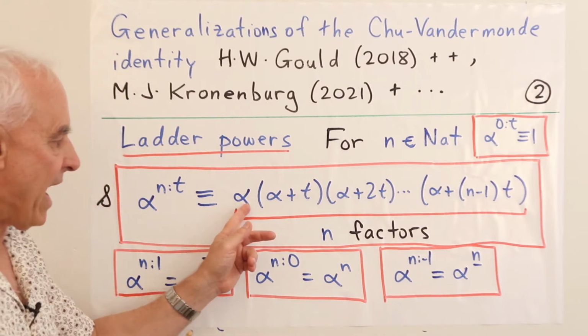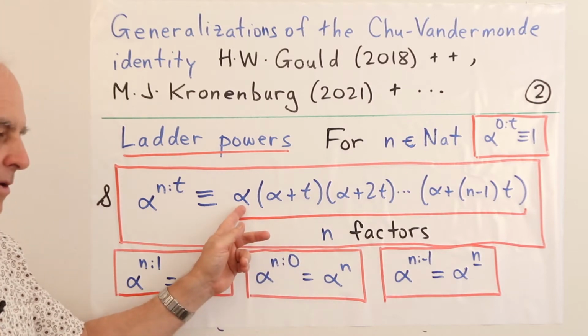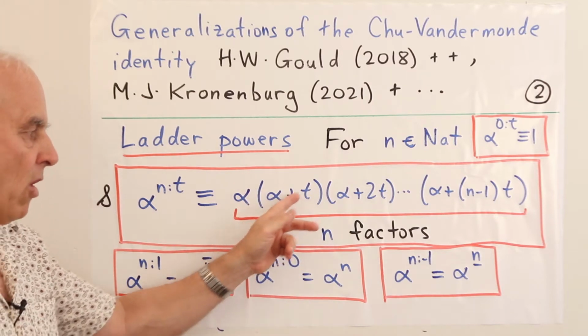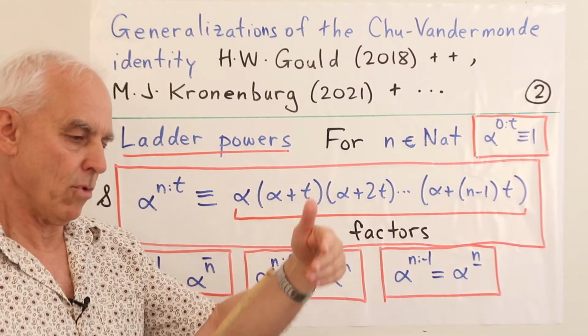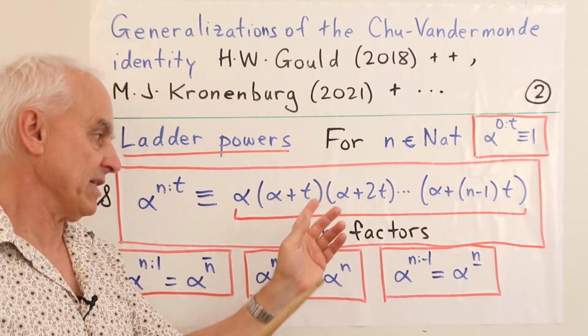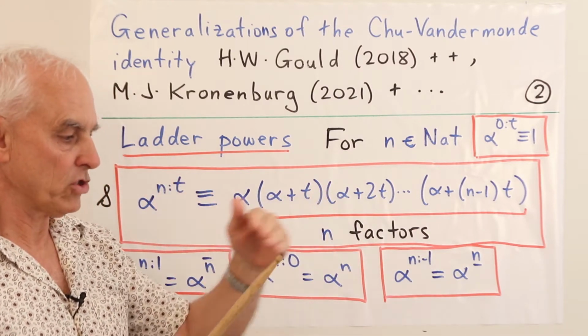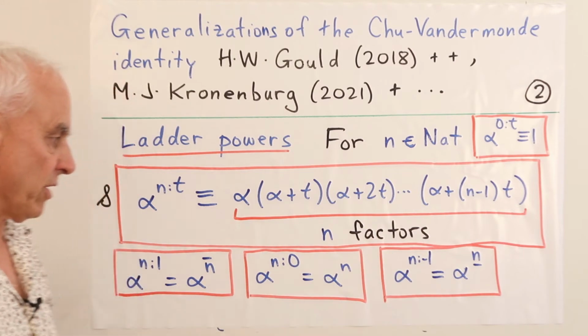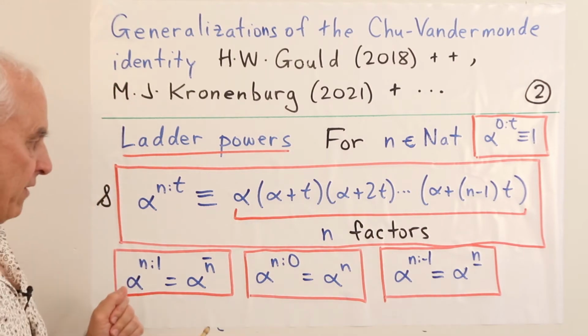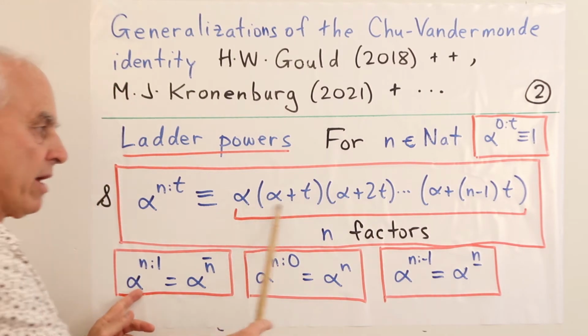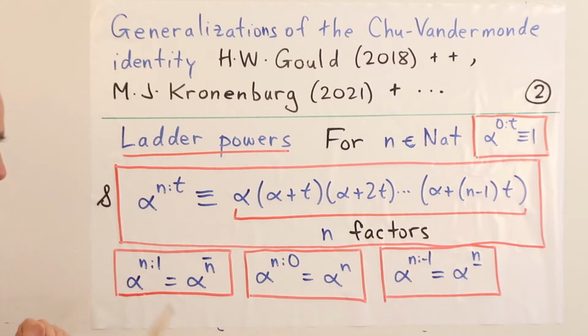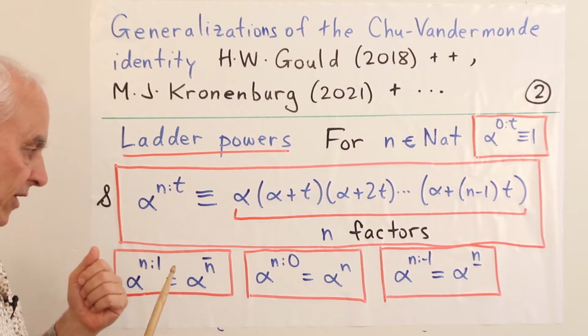Altogether, there's going to be n factors here. And the factors are all going up, or not necessarily going up because it depends on the sign of t. They're all changing in an arithmetical fashion. And clearly, if t equals 1, then we're talking about a rising power. So alpha to the n colon 1 is just what we're calling alpha to the n rising.